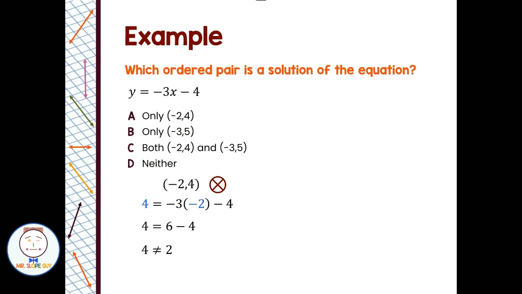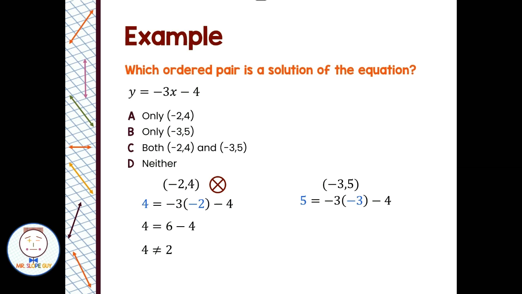All right, let's check that second ordered pair, because just because the first one doesn't work doesn't mean the second one won't. So let's try negative 3, 5. The x value is the negative 3. The y value is 5. We're using that same equation, y equals negative 3x minus 4. Put in negative 3 for x. Put in 5 for y.